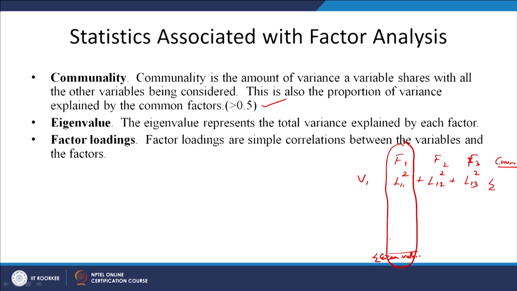Similarly, the eigenvalue represents the total variance explained by each factor. So, F1 explains how much? Now, this is the square: L21 square, L31 square, L41 square. The summation of these is called my eigenvalue, right. This is very simple to understand, and it tells me the total variance explained by each factor. The eigenvalue represents the total variance explained by each factor. Okay. Similarly, for F2 and F3 we can find out.